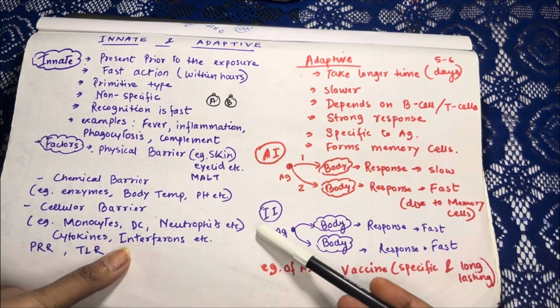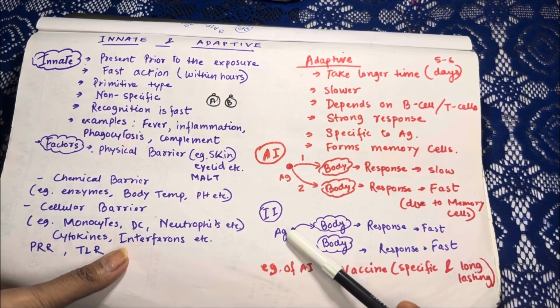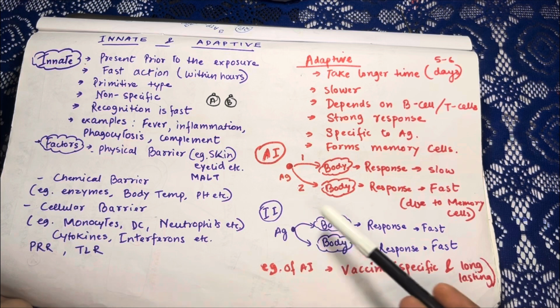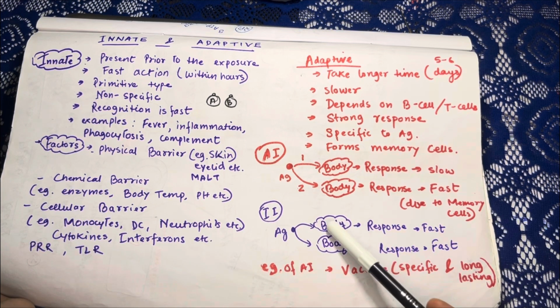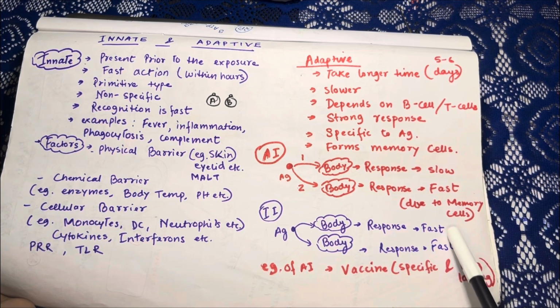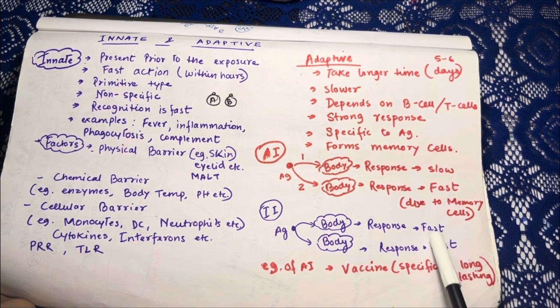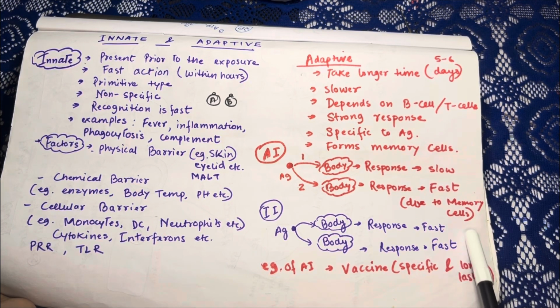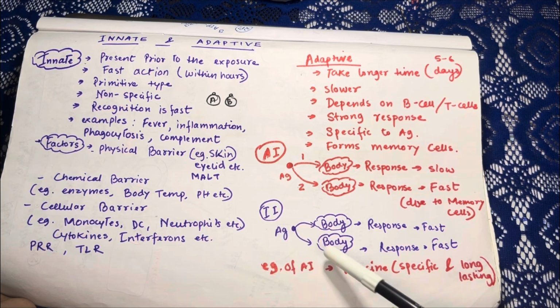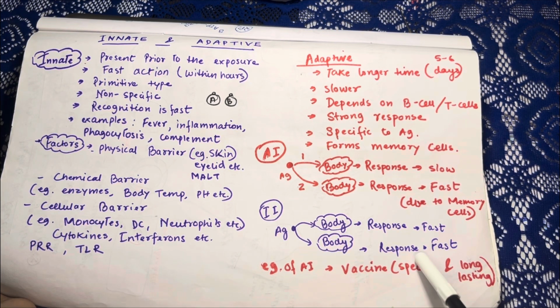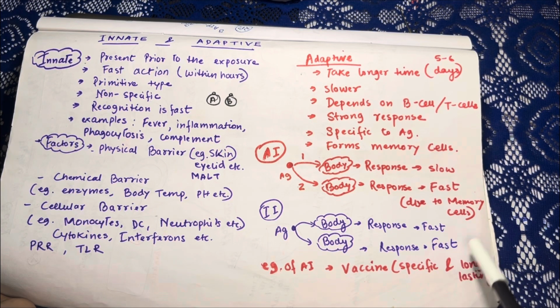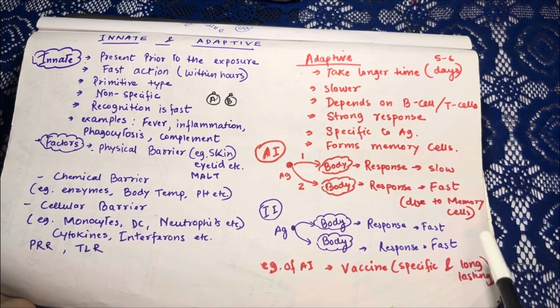See what happens in innate immunity when the body is exposed to the antigen for the first time: the response is fast. There is no formation of memory. The response is fast, but it is not long lasting. When the antigen comes to the body for the second time, the response is also fast, but again there is no memory cell development.